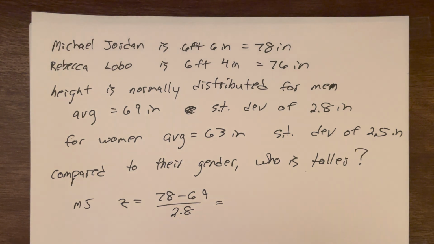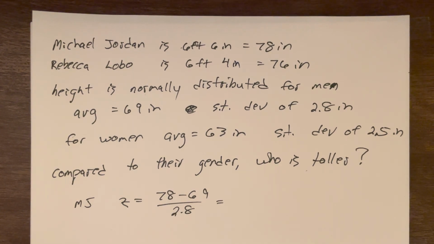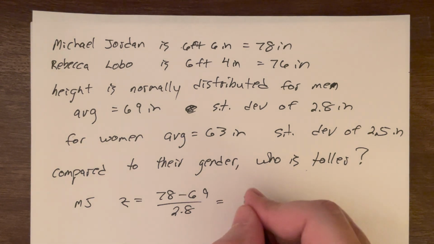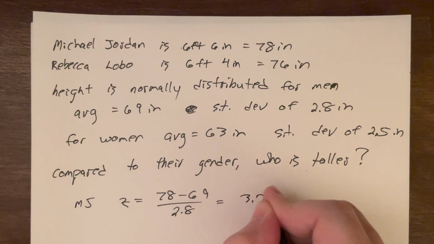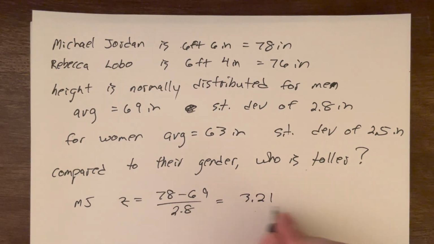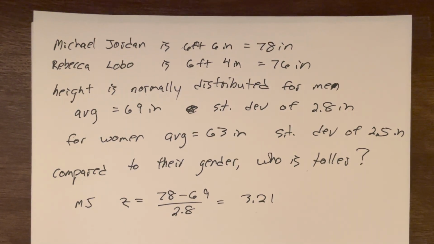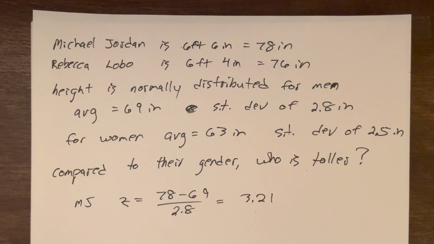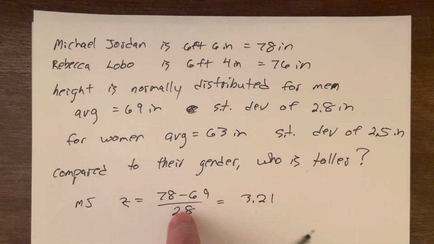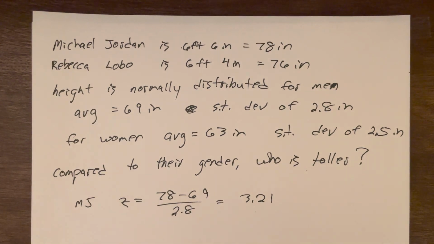So just to have a little bit of number sense, we do this arithmetic and we get, for Michael Jordan, 3.214, and so on. Just to round off, to 2 decimal places. Down the road, you'll see exactly why, but 2 decimal places is a safe bet to round your z-scores. So he is more than 3 standard deviations taller than average. Again, he's a very tall man.